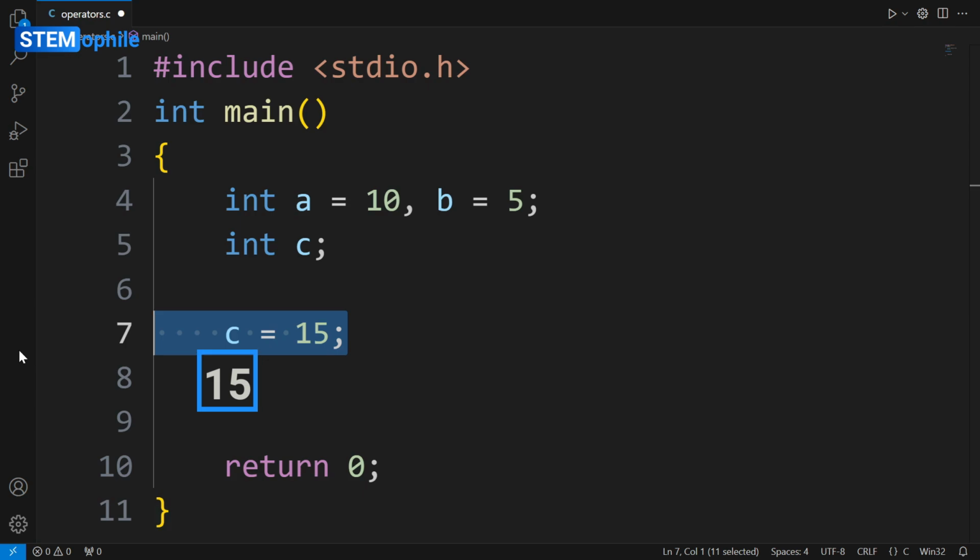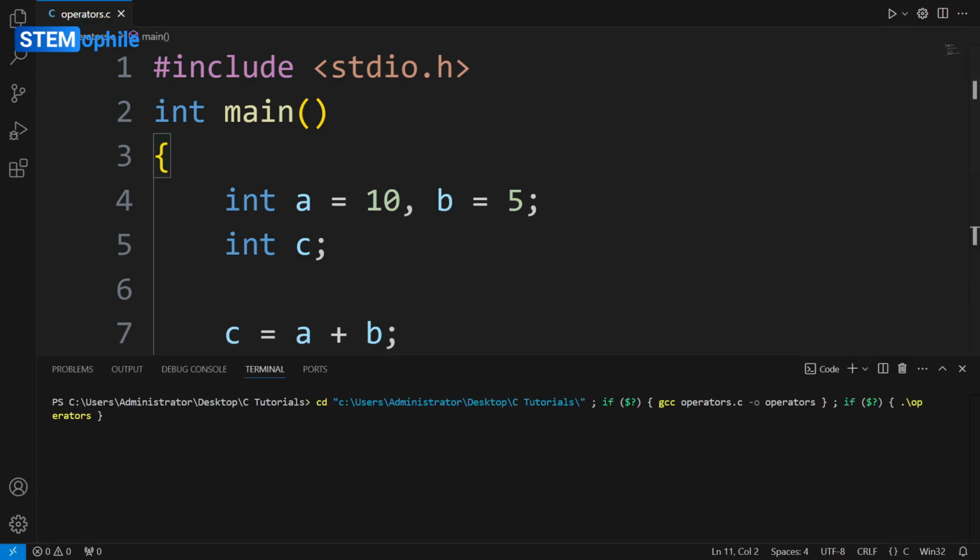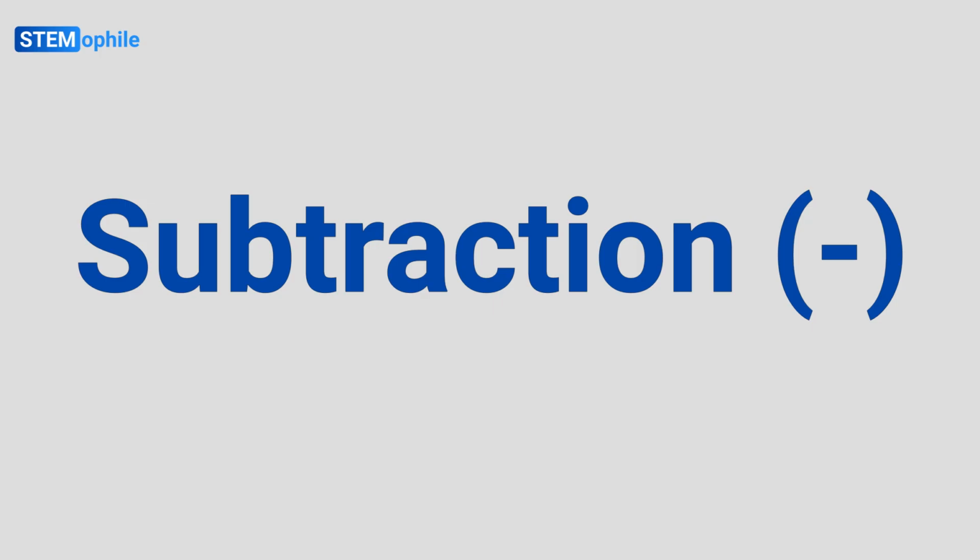When you dry run it, keep this rule in mind. Let's print the value of the variable c. printf("result is %d", c). It will print result is 15.